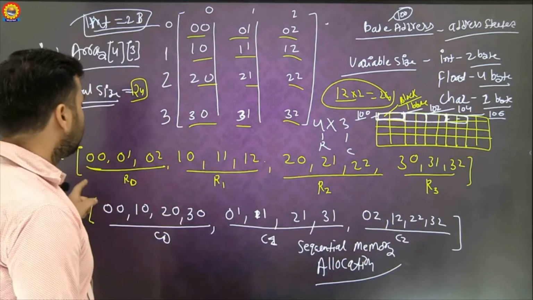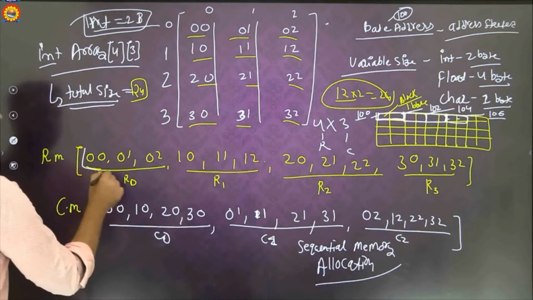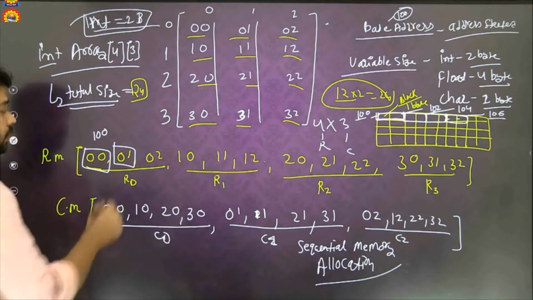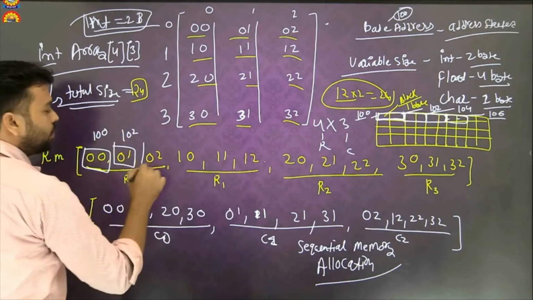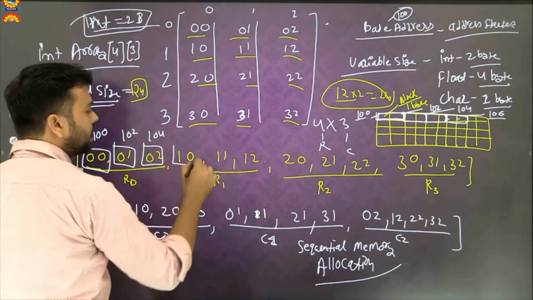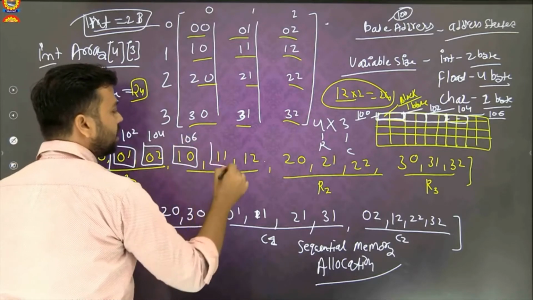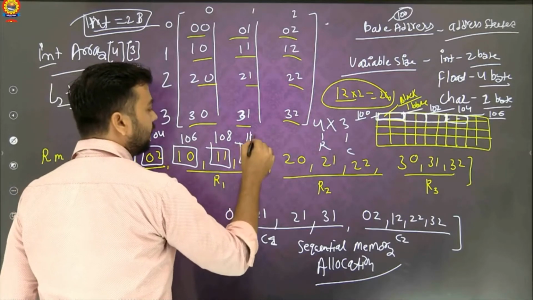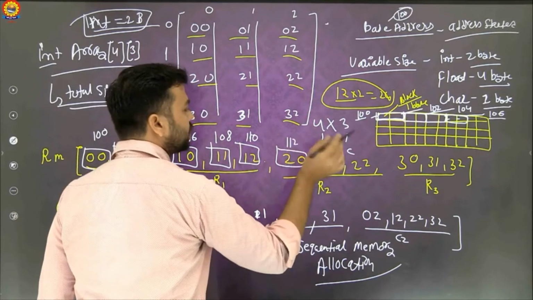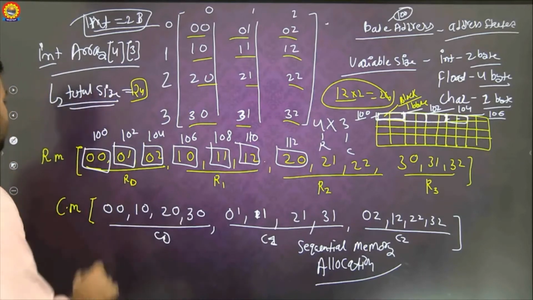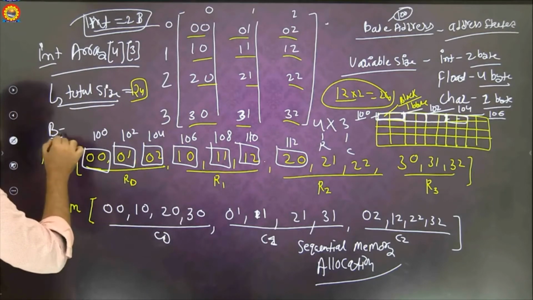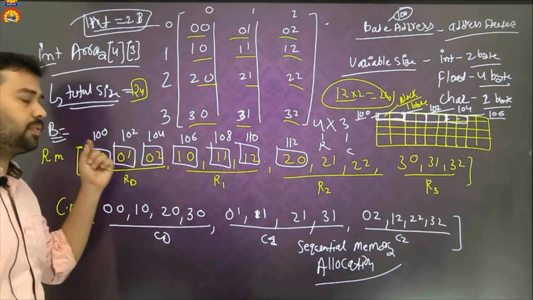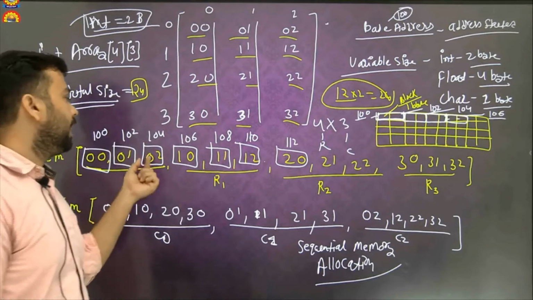Now suppose the element address of 00 is 100, then the element address of 01 will be 102. Then the address of 02 will be 104. Then the address of 10 is 106. And the address of the next element 11 is 108. Then this one is 110. This address is 112 and so on. So let me say the base address is 100. Then the first element address is 100. The next element address will be 102, and the next element address will be 104 and so on.